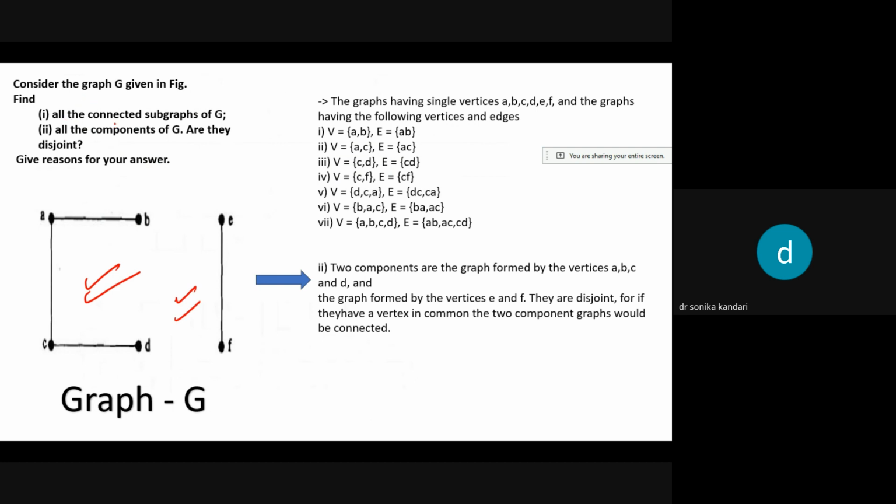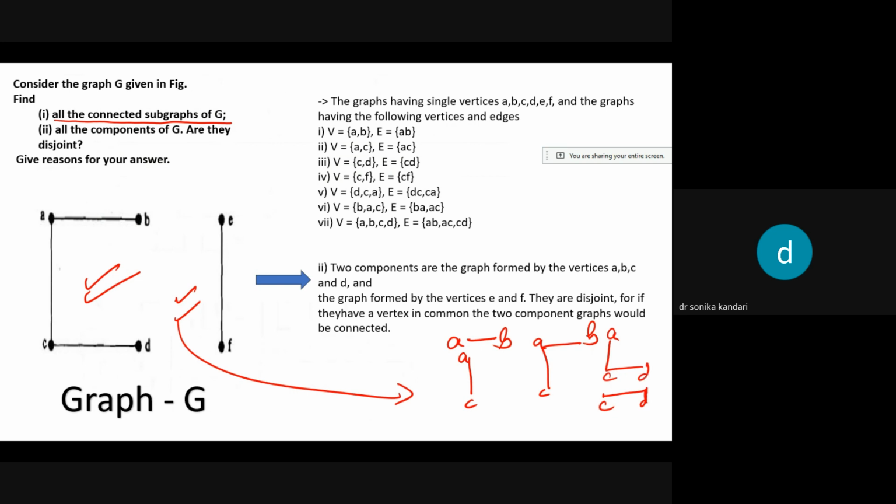And in this graph G, you have to find all the connected subgraphs of G. So what will be the connected subgraphs of G? It can be AB, AC, AD. It can be BAC. It can be CD. It can be ACD. Is it clear, class? Yes. In this way, you can write all the connected components.